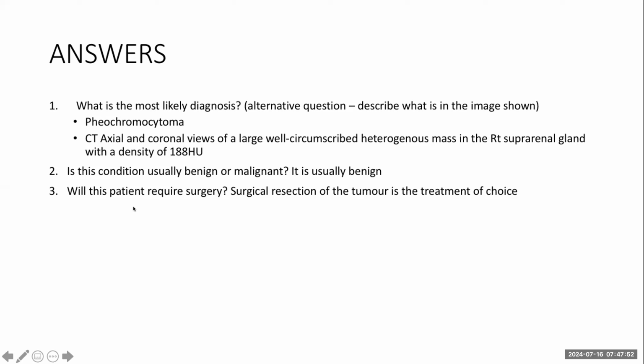Okay. What is the most likely diagnosis? So the most likely diagnosis for this is pheochromocytoma, and the description is as a CT axial and coronal view of a large, well-circumscribed heterogeneous mass in the right suprarenal region with a density of 188 Hounsfield's unit.